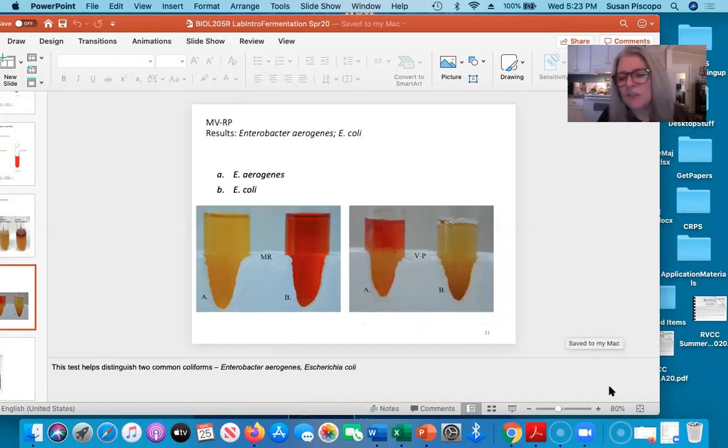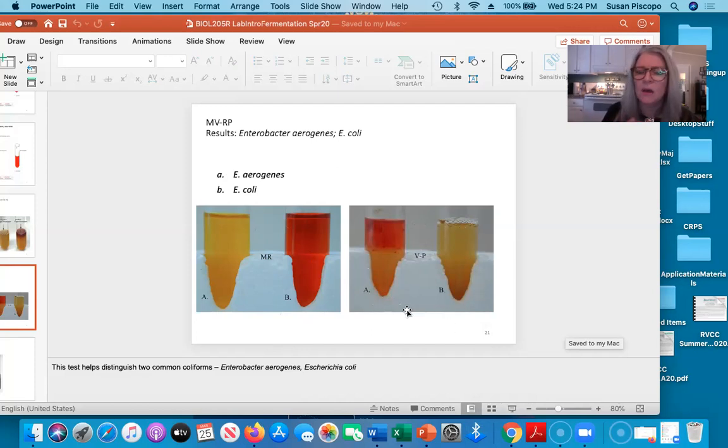The Methyl Red Voges Proskauer test is a classic test for differentiating between two coliform organisms, two organisms that grow in our intestine, E. coli and Enterobacter aerogenes. And these two organisms on this test have exactly opposite results. So let's take a look at the picture on the slide. You can see two methyl red results, that's the MR results, and you can see two Voges Proskauer results.